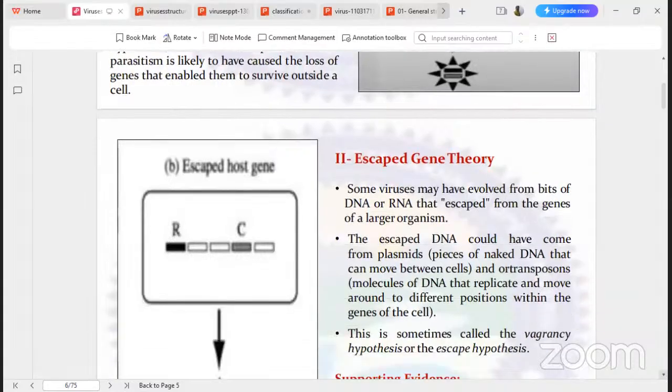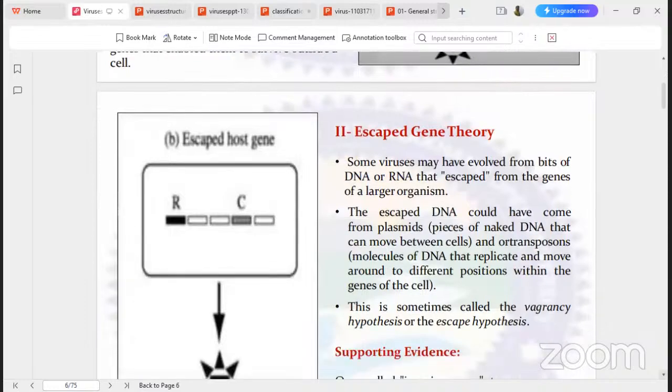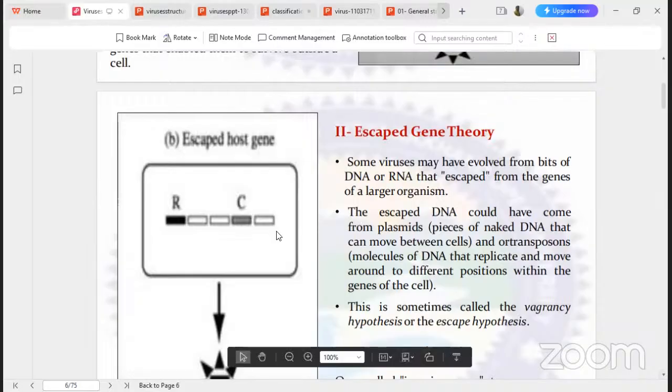The next is the escaped gene theory. Escaped gene theory means the genetic material is escaping, the genetic material is missing. Here, what happened? From the larger organism, either DNA or RNA escapes.